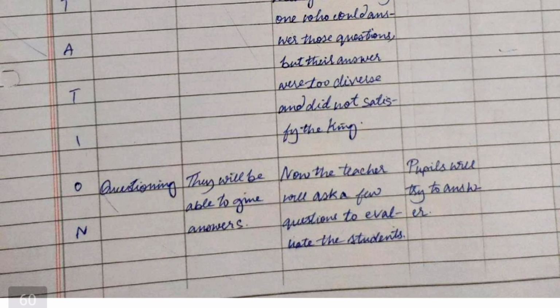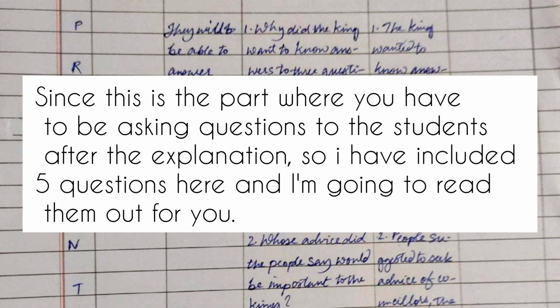The next teaching point is questioning, and the specific objective here is they will be able to give answers. As for teacher's activity, now the teacher will ask a few questions to evaluate the students. For pupils activity, pupils will try to answer. The learning outcome will remain the same, so please check out the learning outcome that I have mentioned for the first point. It's going to be the same. Since this is the part where you have to be asking questions to the students after the explanation, I have included 5 questions here and I'm going to read them out for you.